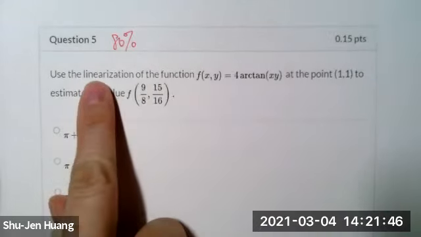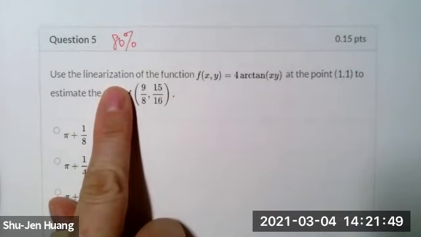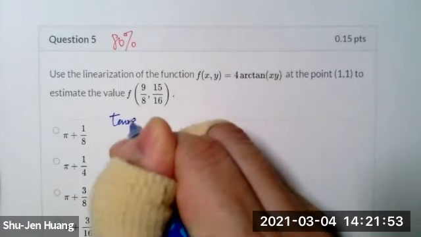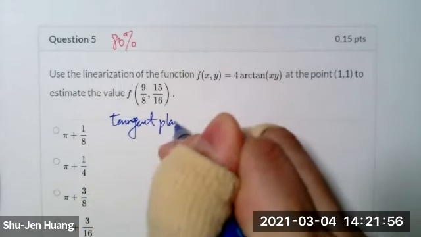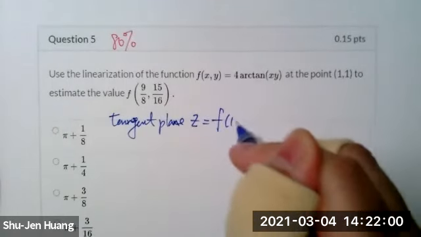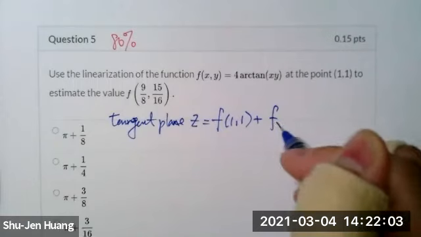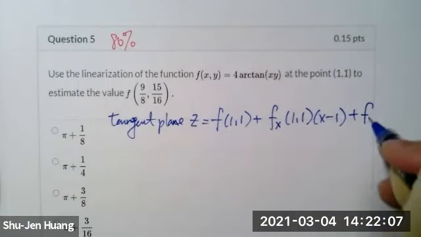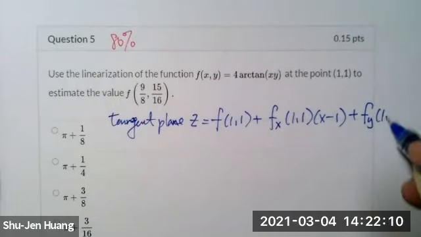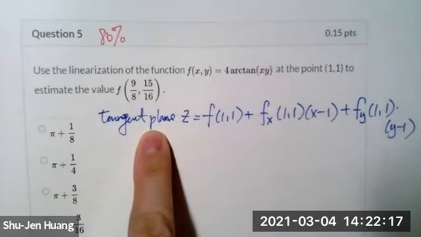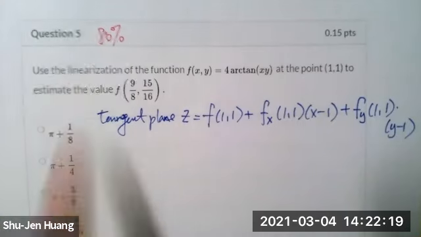When we want to use the linearization, first we need to find the tangent plane. So the tangent plane is z equal to f(1, 1) plus the partial derivative with respect to x at 1, 1 times x minus 1, plus the partial derivative with respect to y at the given point times y minus 1. We'll use the tangent plane to do the linear approximation here.